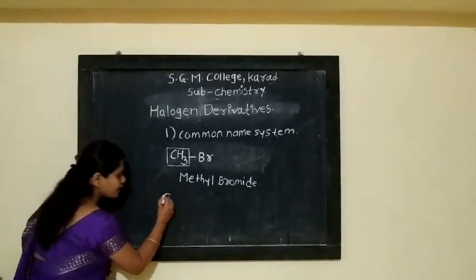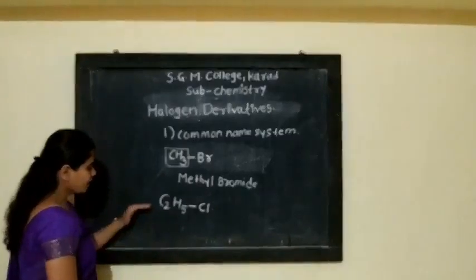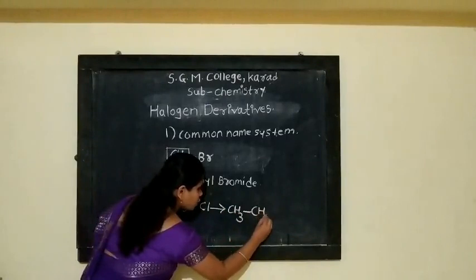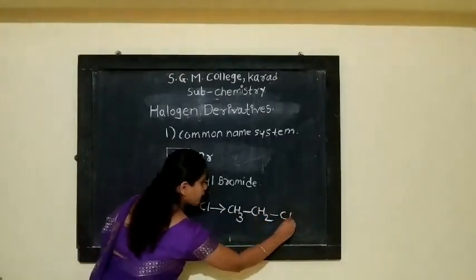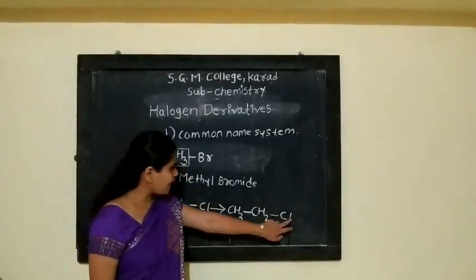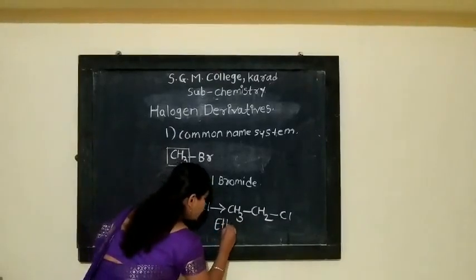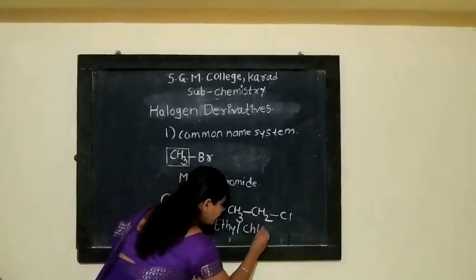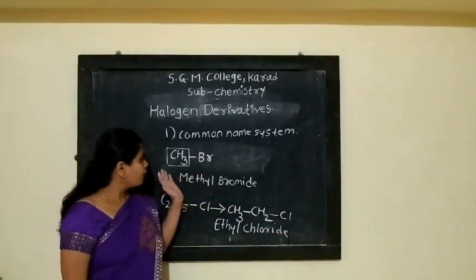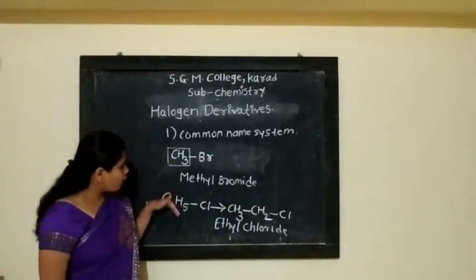Here I take another example. C2H5Cl. C2H5 means we can write it as CH3CH2Cl. What is the name of this compound? Here the alkyl group is ethyl and the halogen attached is chlorine. So the name of this compound is ethyl chloride. But this is in the case of compounds when the number of carbon atoms present is 3 or less than 3.